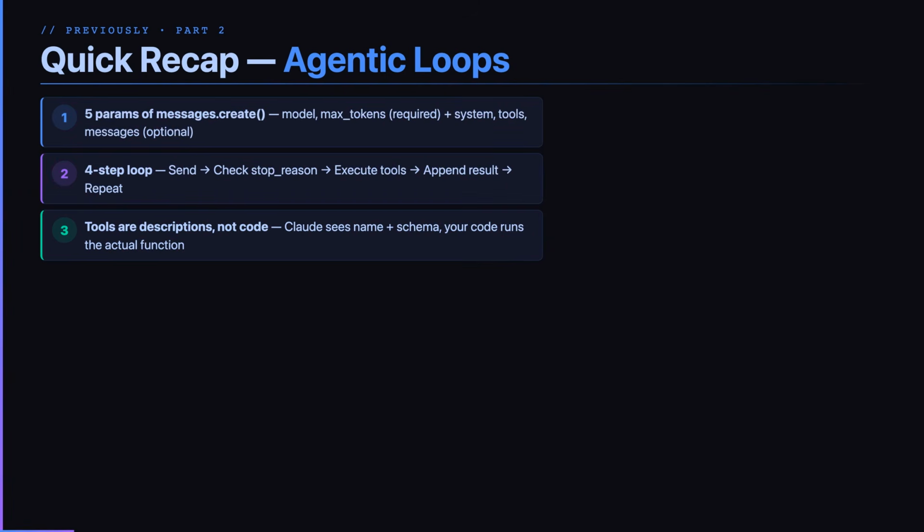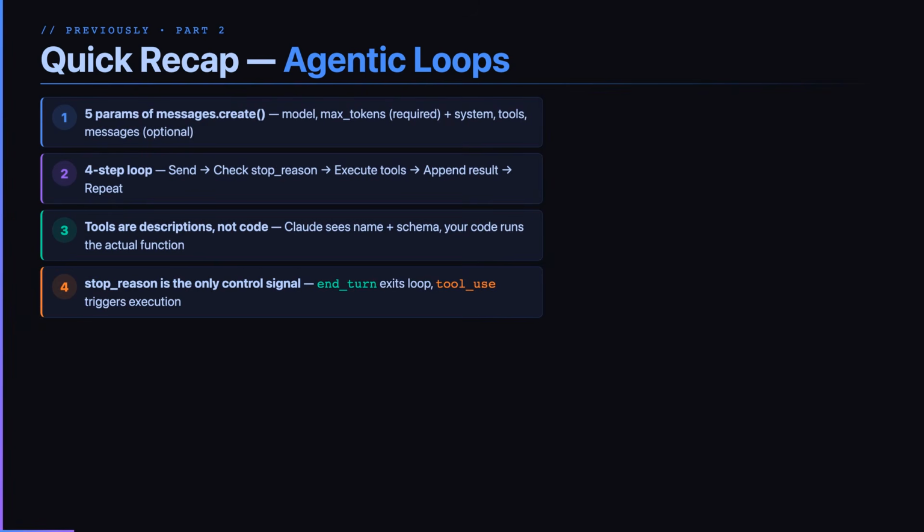Tools are descriptions, not code. Claude sees only the name and schema. Your code runs the actual function and returns a tool_result. Stop_reason is the only control signal the loop reads. End_turn means exit. Tool_use means execute. That's the entire branching logic.